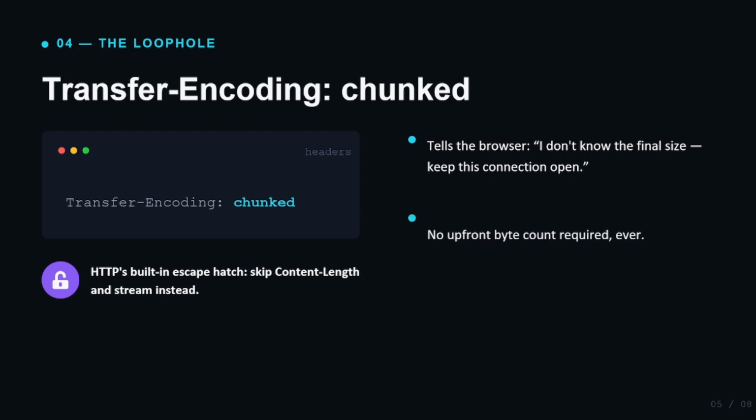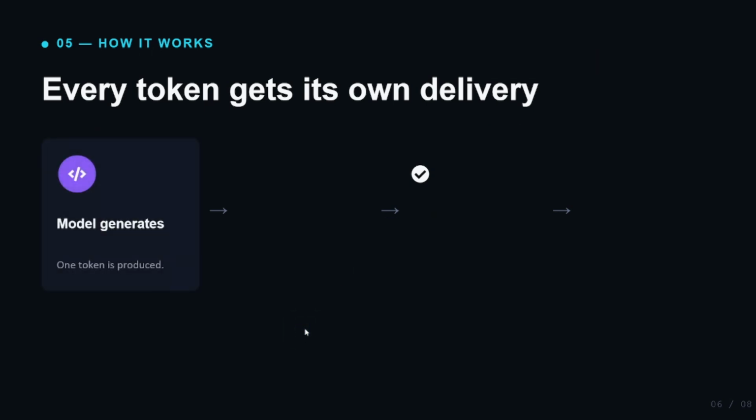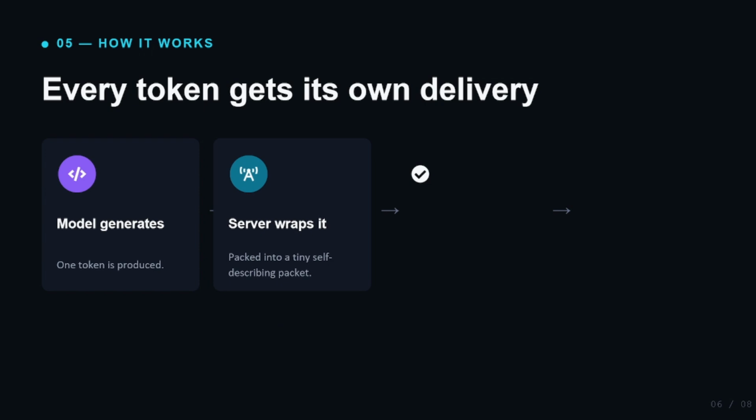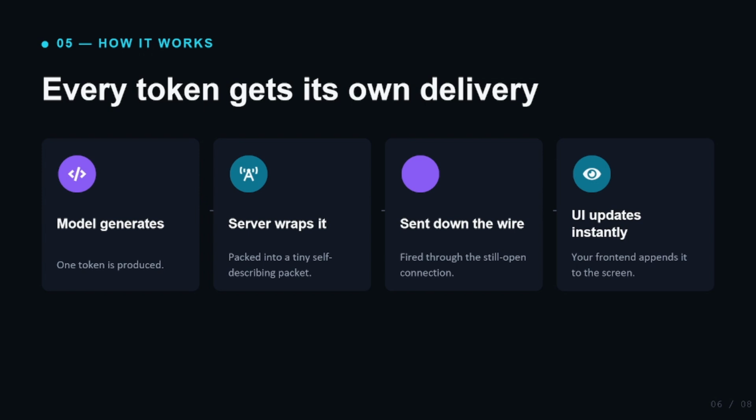Then there is no upfront byte count required and data just keeps moving as it's being generated. So let's look at something like this. Every token gets its own delivery. So the model generates its first token. The server wraps it in a tiny packet. It sends it down the wire and the UI updates instantly. So in this model, there is no room for CSS animations.